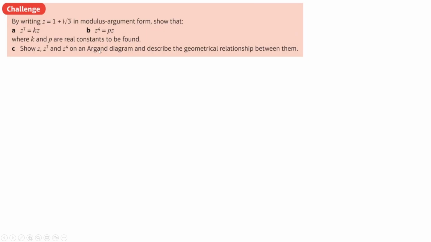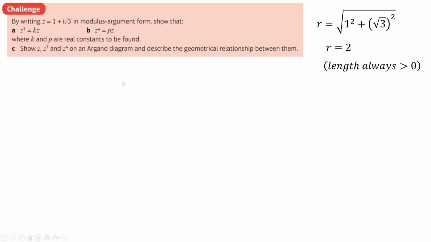So the second challenge question, we've got this z, and we want to show that z to the 7 equals k times z. So we'll just find the magnitude of this number. Now, if you plot it on an Argand diagram, you'll just see that you're going 1 across and then root 3 upwards. So it's just the square root of 1 squared plus root 3 squared. And that gets you r equals 2, right? Obviously, you won't put minus 2 if this was a plus or minus square root, because the length is just always positive. And also, this is the principal root, so you just take the positive solution.